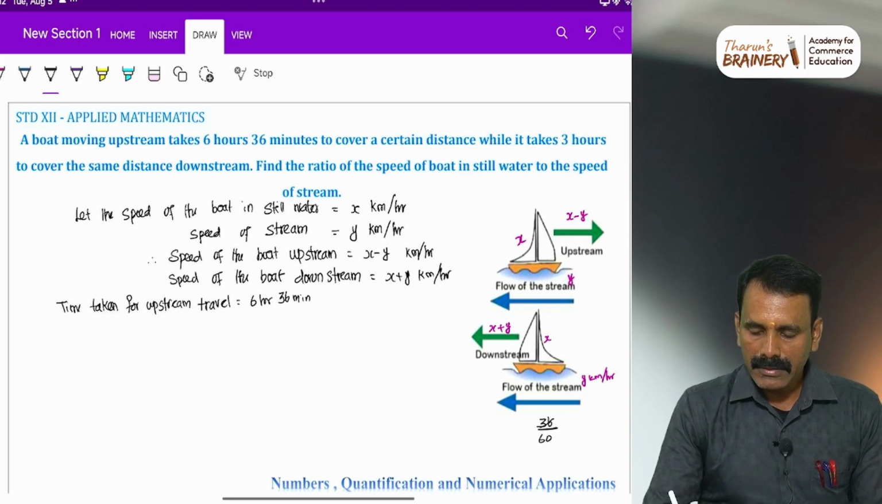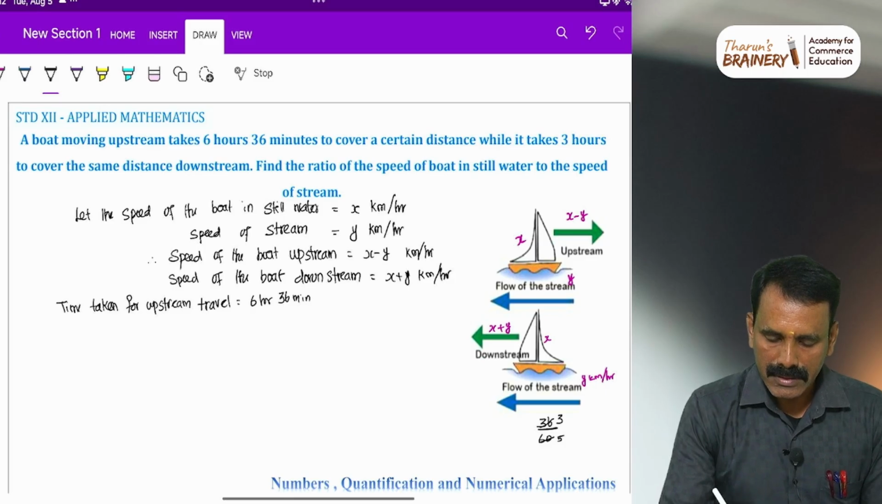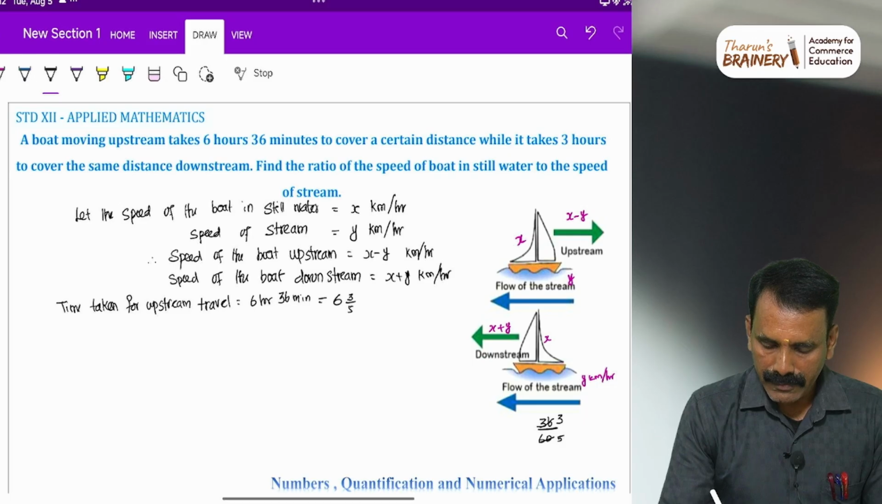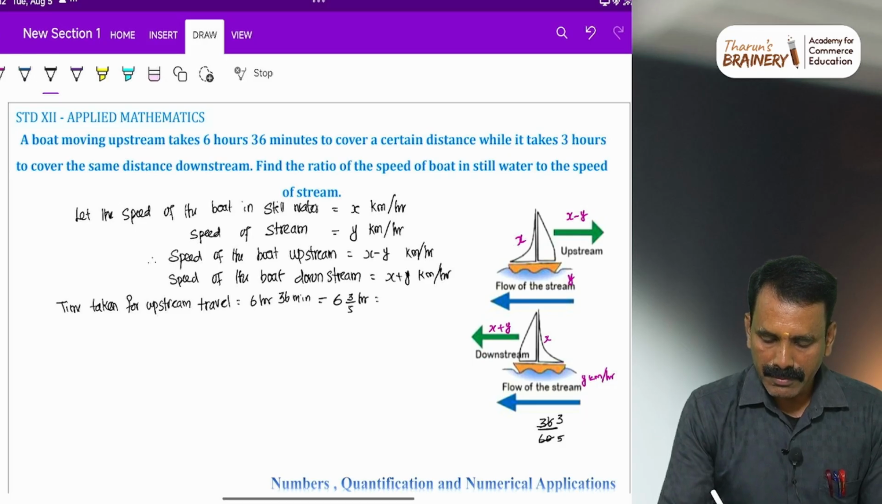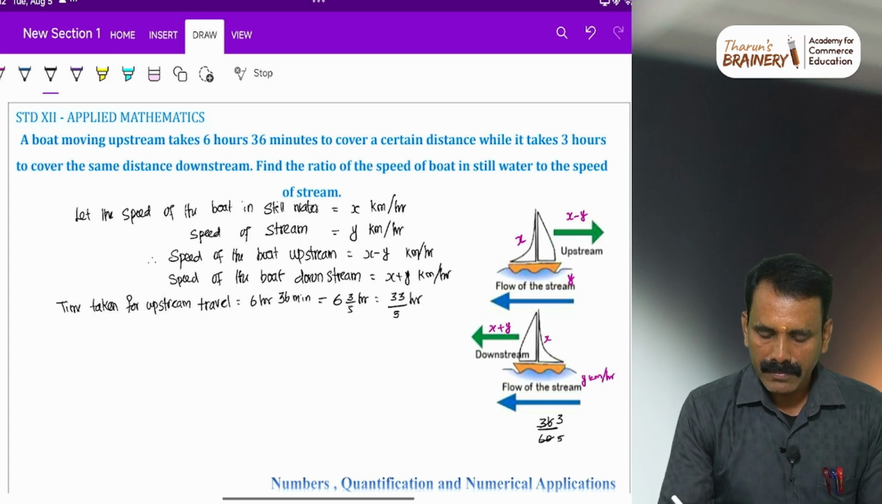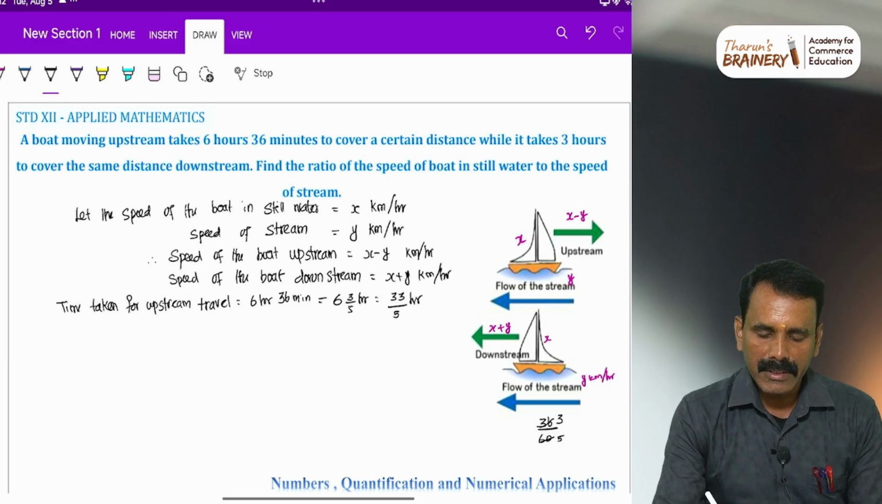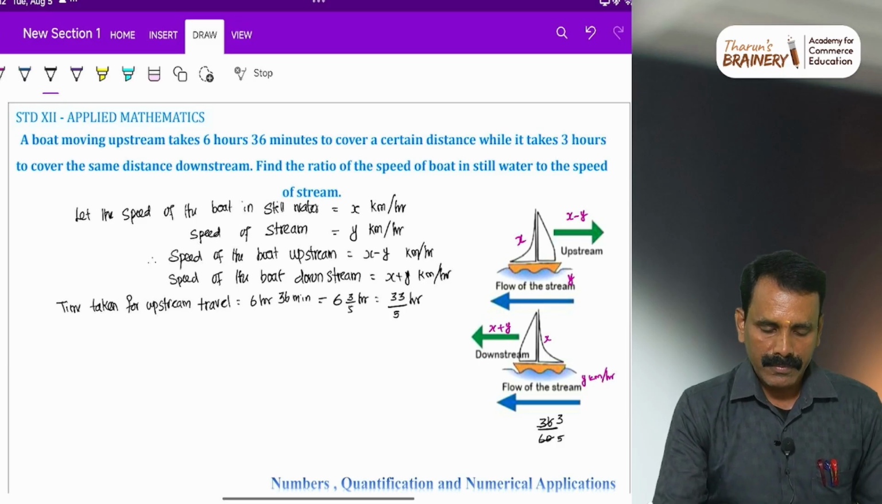So it is nothing but 3 12s are 36, 5 12s are 60. So this is 6, 3 by 5th of an hour. When you simplify, this will be in improper fraction 33 by 5 hour. Multiply 5 with the 6, 30, 30 plus 3, 33 by 5 hour.